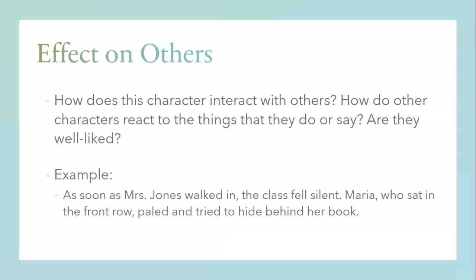The next letter of STEEL is E, for effect on others. How does this character interact with other people? How do other characters react to the things that they do or that they say? Are they well liked? For example, as soon as Mrs. Jones walked in, the class fell silent. Maria, who sat in the front row, paled and tried to hide behind her book. The way Maria reacts to Mrs. Jones walking into the classroom tells us a lot about Mrs. Jones. It tells us that she's an intimidating person. She's scary. There's some reason that they have to be nervous about her. The way Mrs. Jones affects other people tells us things about Mrs. Jones.